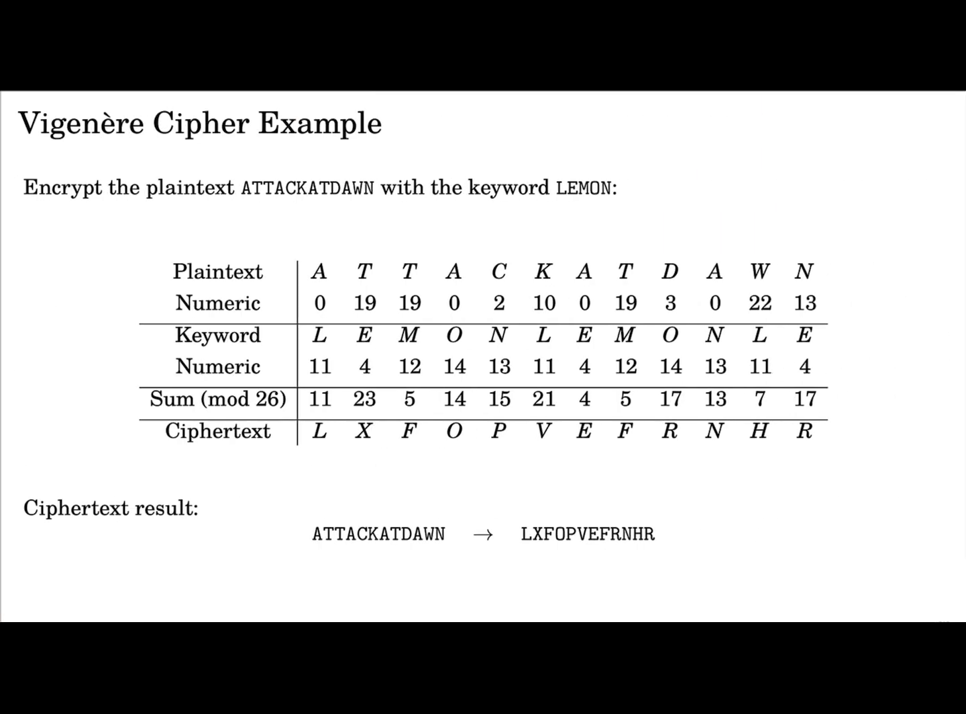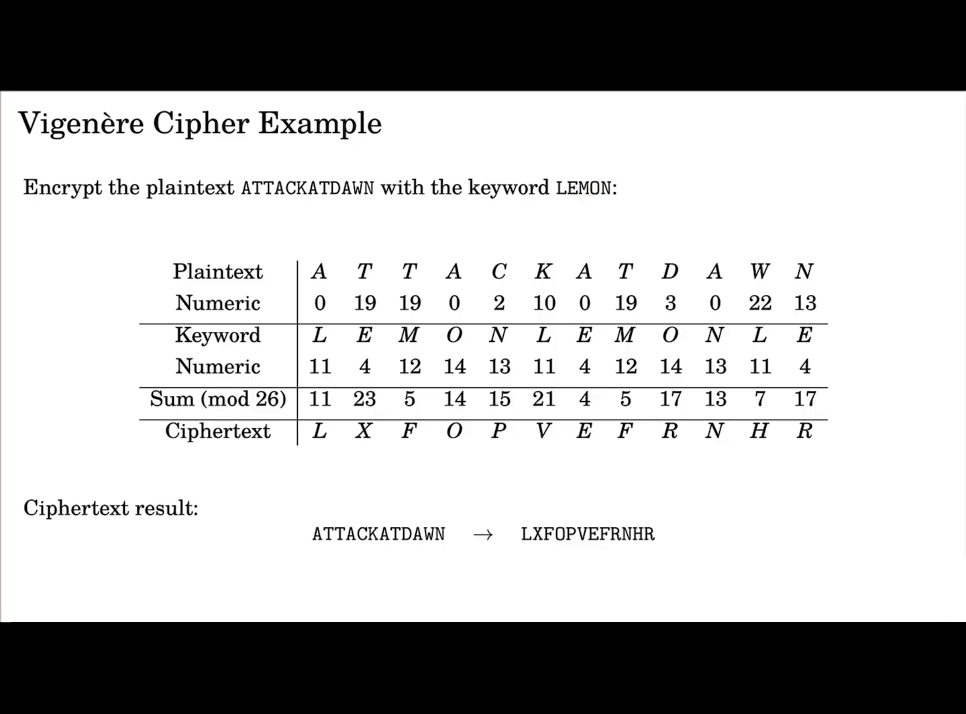Let's say we want to encrypt the plaintext "attack at dawn", and the keyword is "lemon". This is the secret keyword that needs to be shared between the encoder and the decoder, the person who wants to decode. So how does this work?